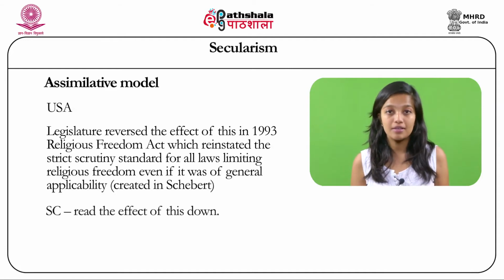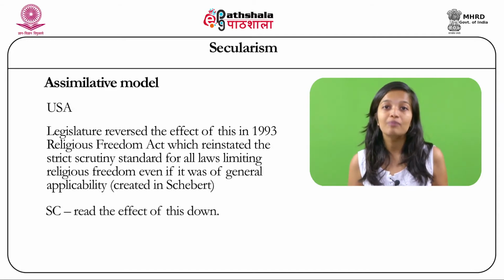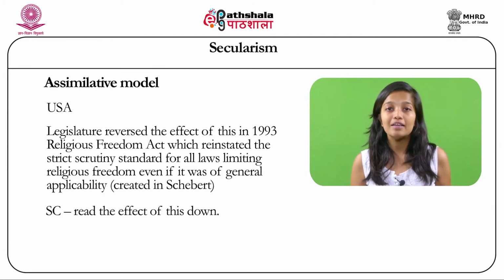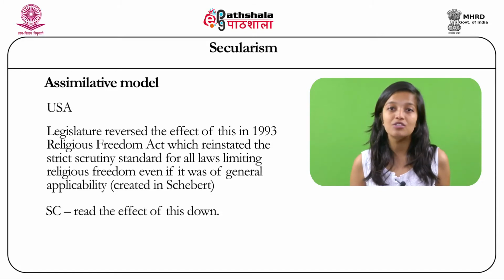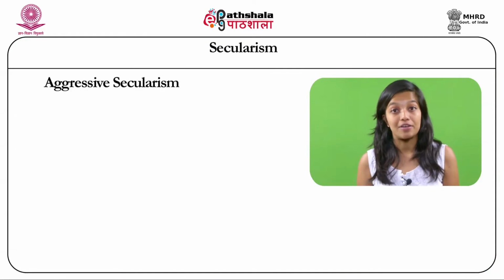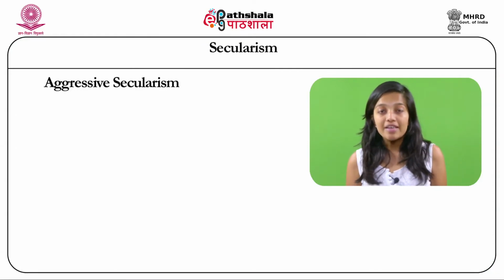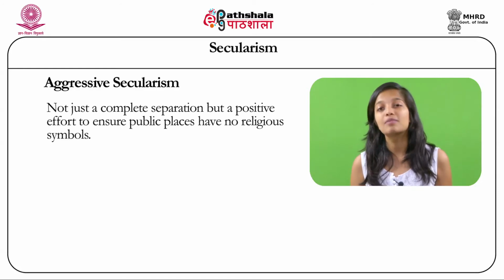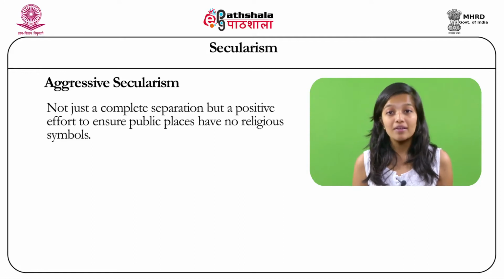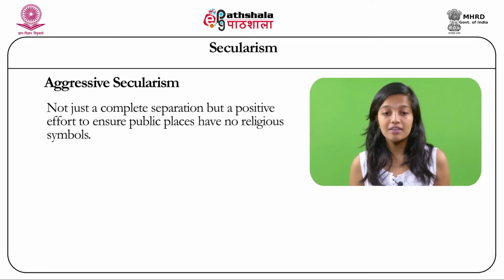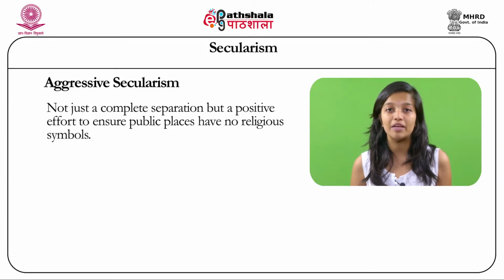The Supreme Court later considered this and read its effect down, but what we see from the experience of the United States is that countries find it very difficult still within their constitutional law jurisprudence to balance the principles of secular law against the principles of religious freedom. What is the fourth model we spoke about? Aggressive secularism. What does this mean? As against the assimilative model, not just does aggressive secularism require a separation of religion and state, what it requires is an aggressive separation to the extent that the state must ensure that religion has no role to play or has no manifestation in public places.